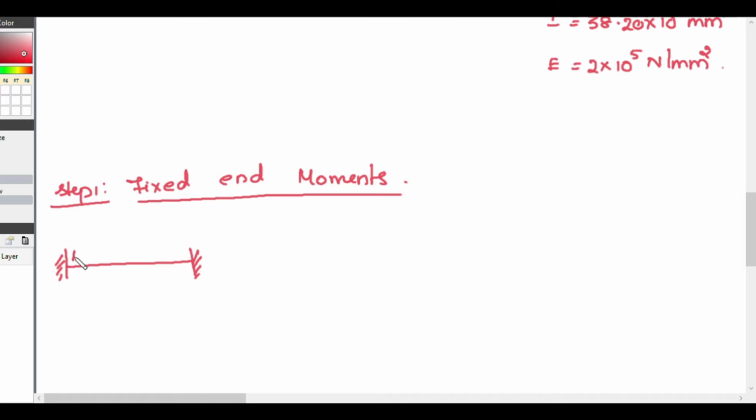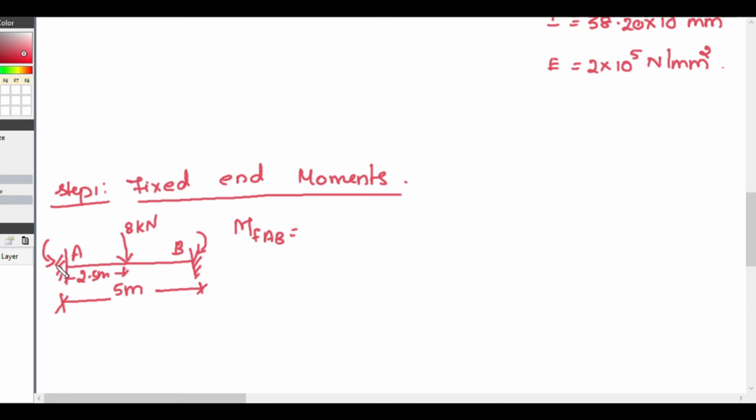So this is A and this is B. At the mid span, we have an 8 kilonewton load and the total span length is 5 meter. So this is 2.5 meter. So our fixed end moment MFAB will be equal to, we know the left support will be anti-clockwise and the right support will be clockwise.